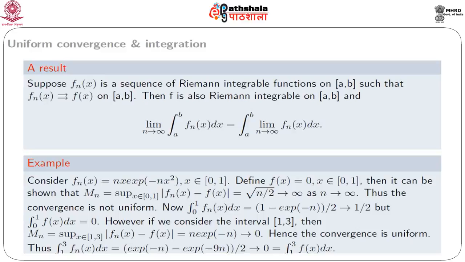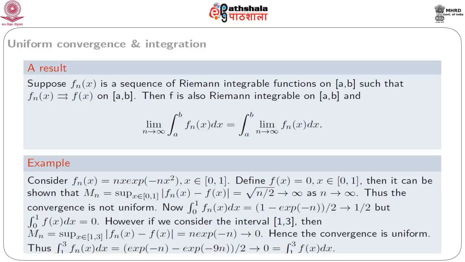So for example, consider fn(x), which is defined as n x e to the power minus n x squared for x belonging to the closed interval [0, 1]. Now in this case it is already shown that f(x) comes out as 0, and we can show that Mn, which is the supremum value of the absolute value of fn(x) minus f(x) over the range [0, 1], comes out as square root of n by 2, which tends to infinity as n tends to infinity. Therefore Mn does not tend to 0, and hence the convergence is not uniform.